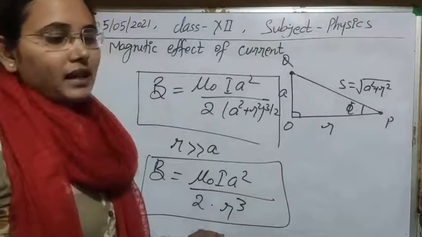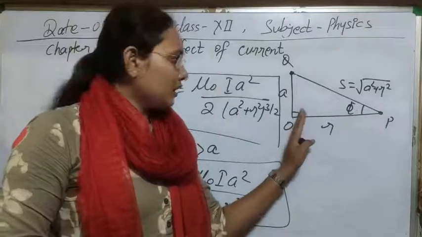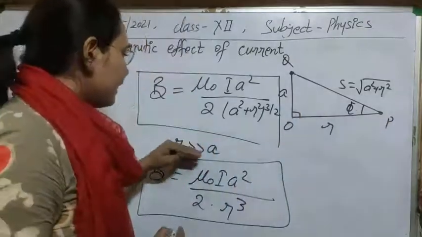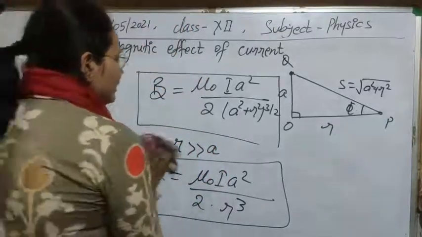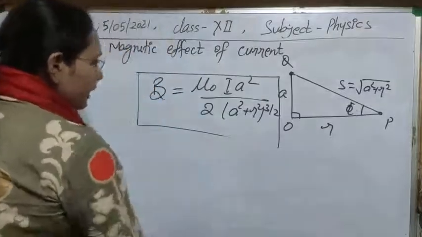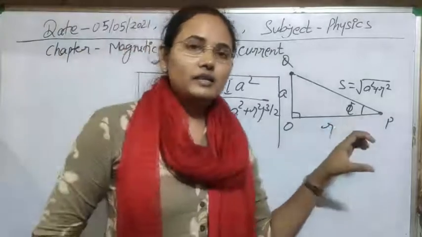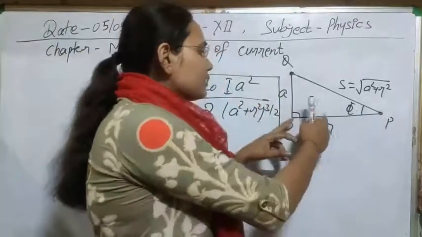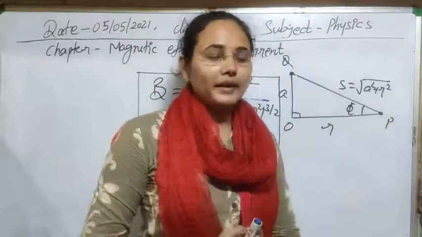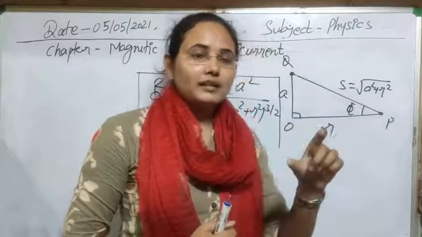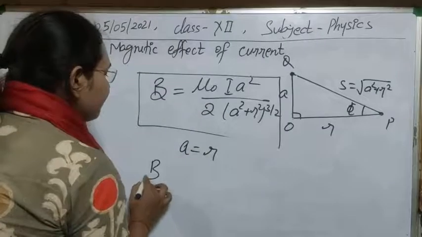If the point is lying very far away from the loop, then obviously A can be neglected. Third case: suppose R becomes equal to A, which means we keep point P at a distance equal to the radius of the loop. For that case, the magnetic field can also be calculated.